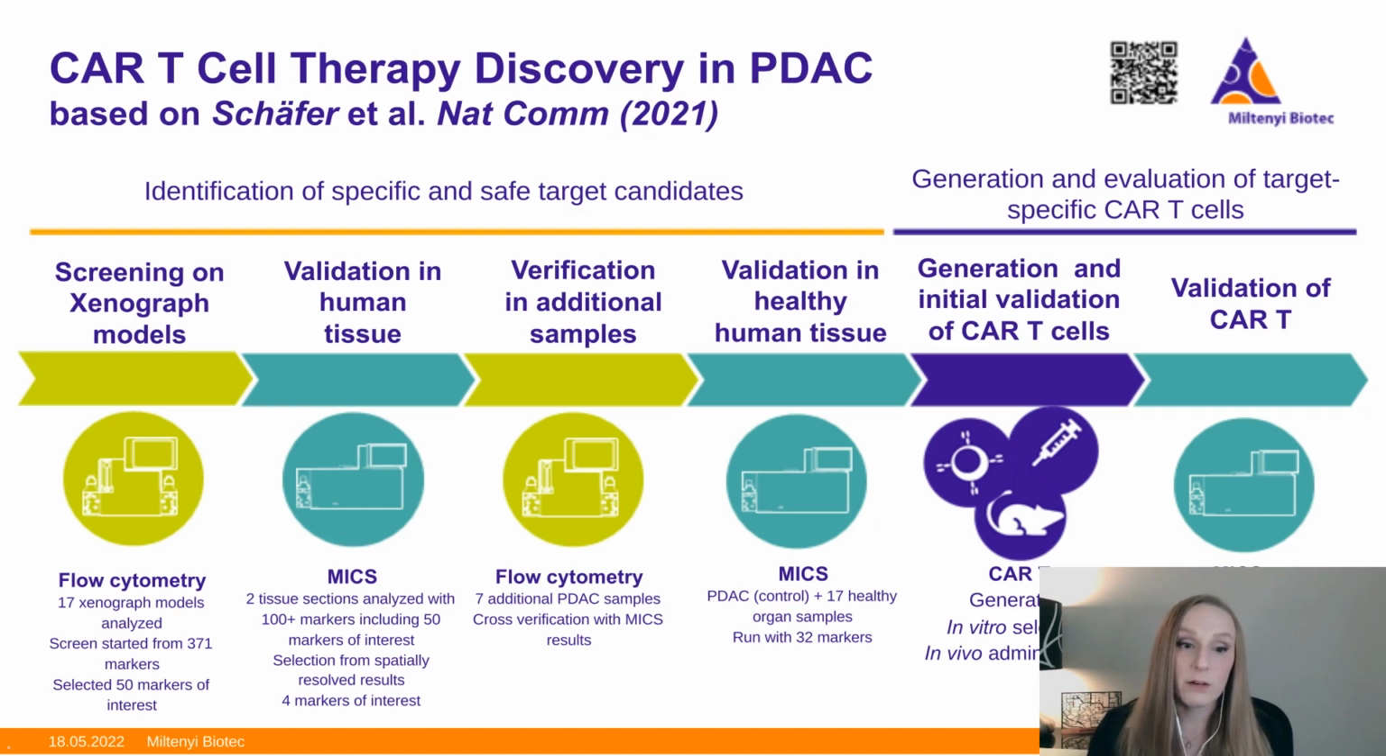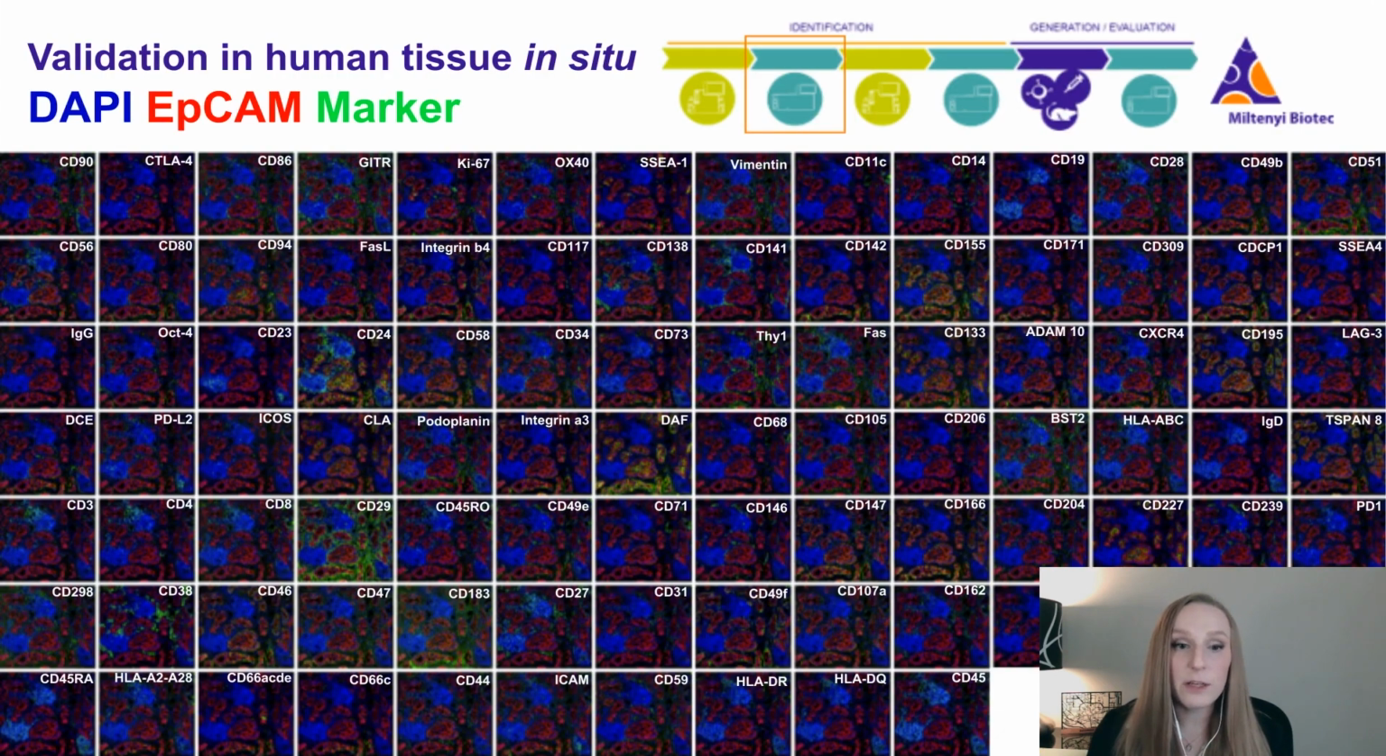So they spread that across the mix and the flow cytometry, then also looked at off-target effects in healthy tissue, and again did the CAR T generation and the actual validation. Here is a quick image of all of the different images that you can get out for the different markers that were actually investigated.